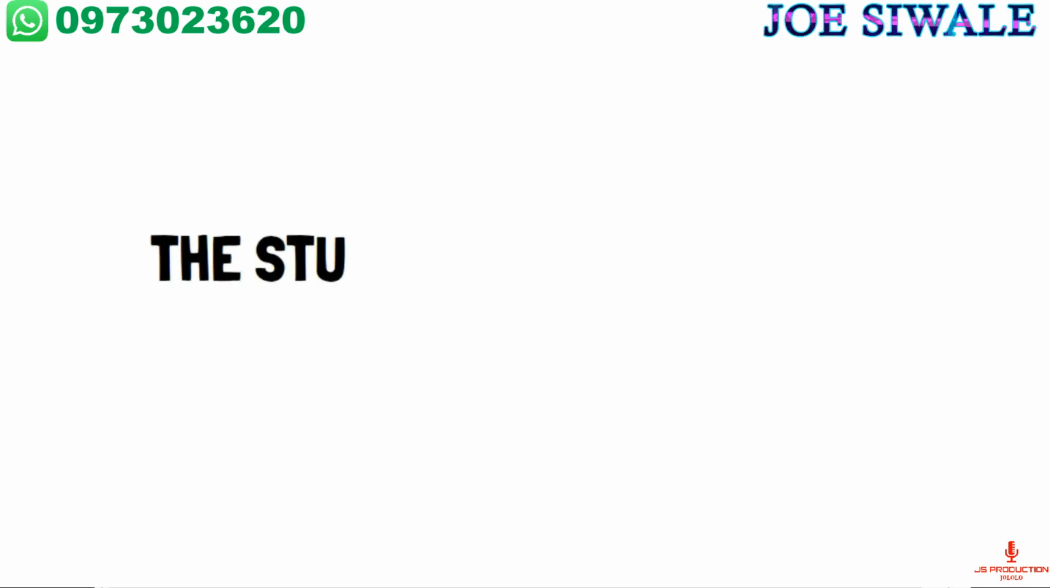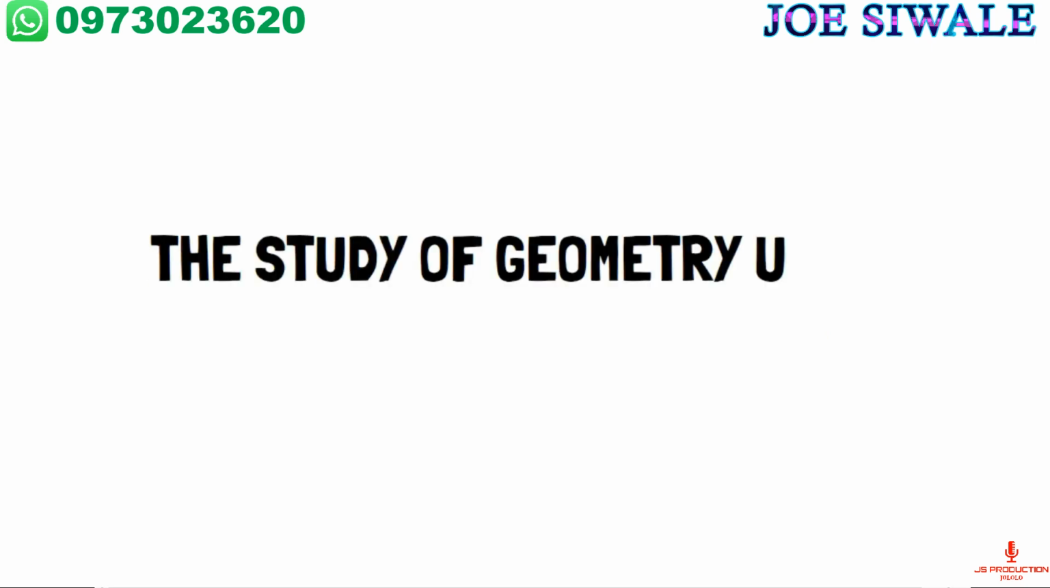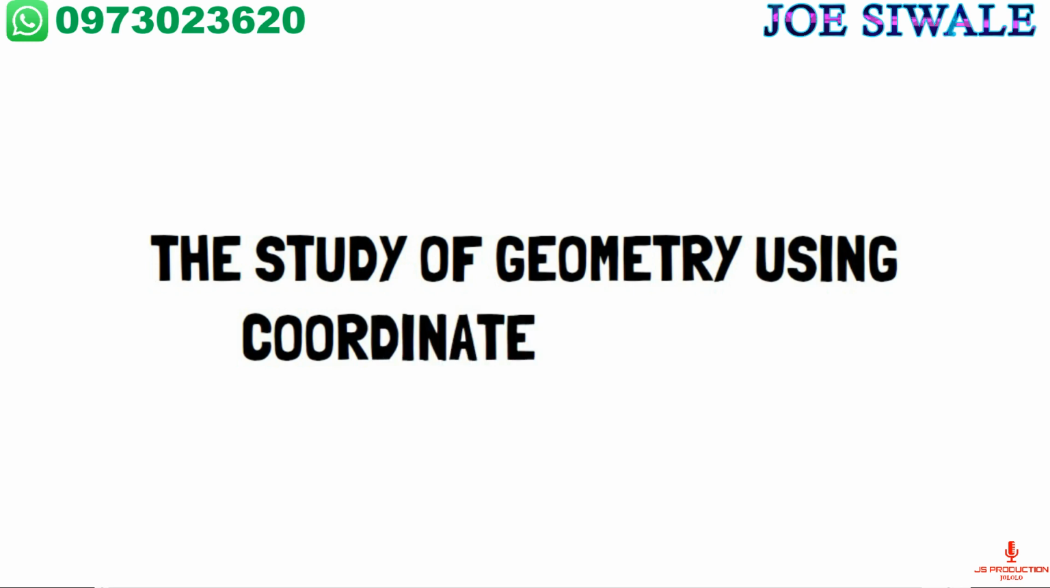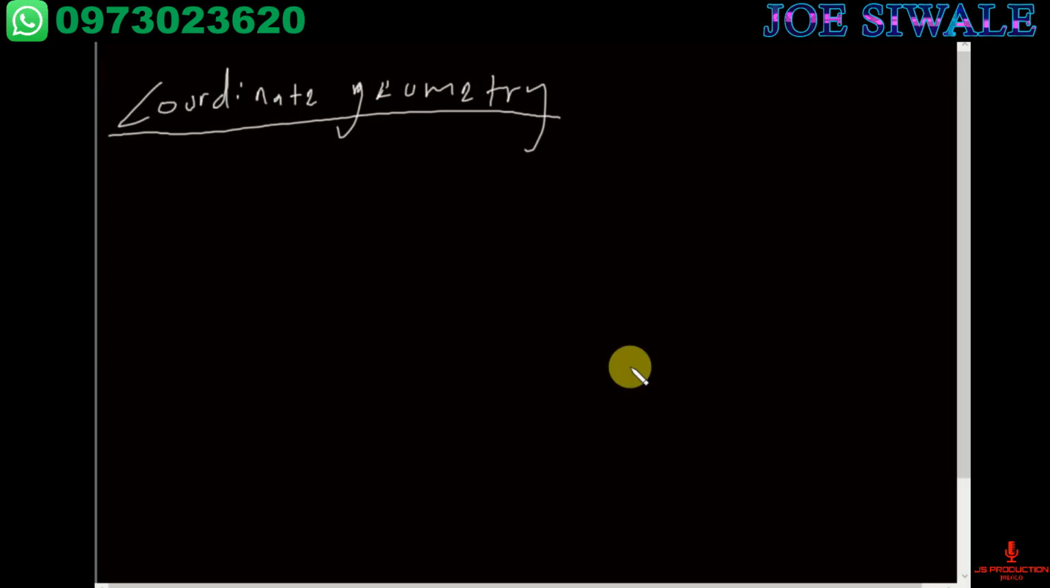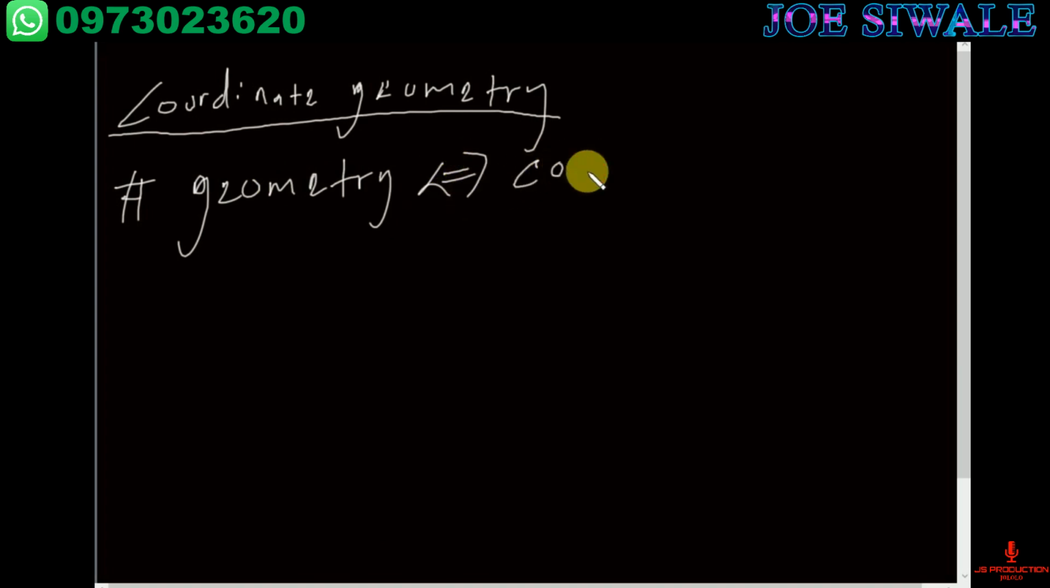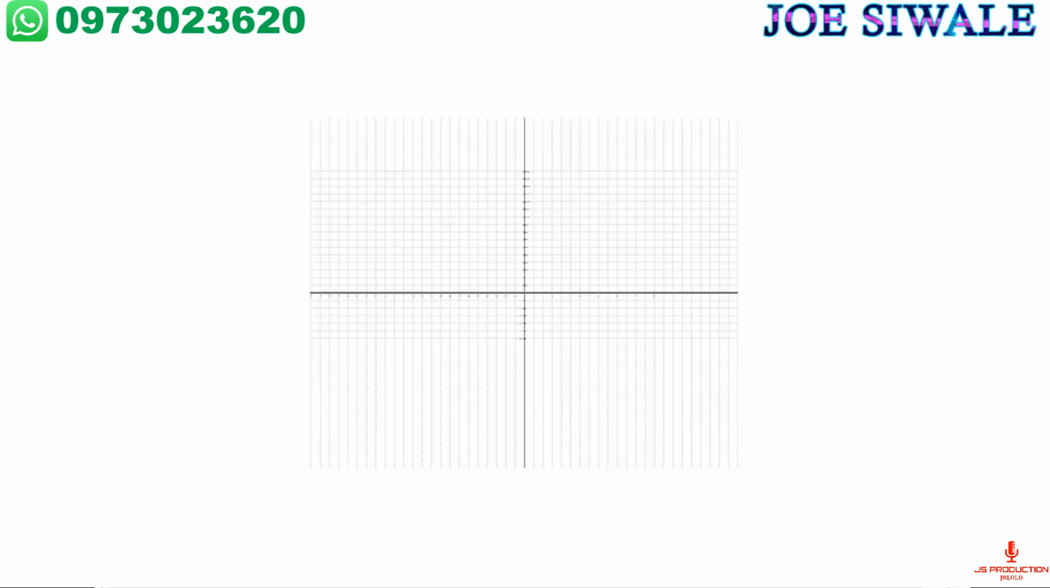So coordinate geometry is defined as the study of geometry using a coordinate system. And from our definition there, we see that we have two terms. We have the study of geometry using a coordinate system. So for us to understand geometry, we need to understand the coordinate system. And we can understand the coordinate system by knowing the Cartesian plane.